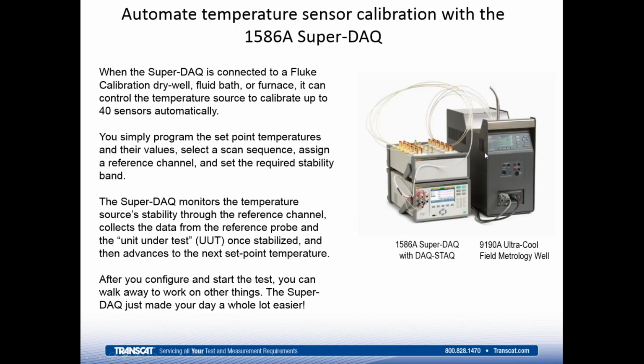Just one final scenario would be automating your calibration with the 1586A. The 1586A is this data acquisition system to the left of the dry block calibrator. You can hook up as many probes as you need to it, well, up to 20, and you can automate the calibration with any Fluke dry block calibrator using that instrument. It will control the dry blocks, collect the data, and then you can export it to a table, do whatever you need to with it. So we've got a little application note we'll send you about that as well.